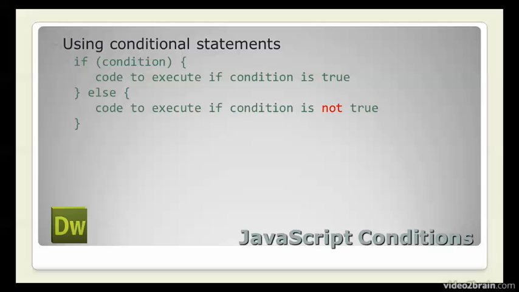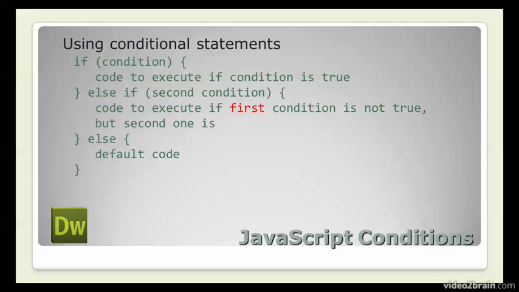Optionally, you can add an else clause with another set of curly braces to execute alternative code if the condition is not true. You can also chain conditions like this: if, else if, else. If the first condition is true, the code in the first block is executed. If it's not true but the second condition is true, then the code in the second block is executed. If neither condition is true, then the code in the optional else block is executed.